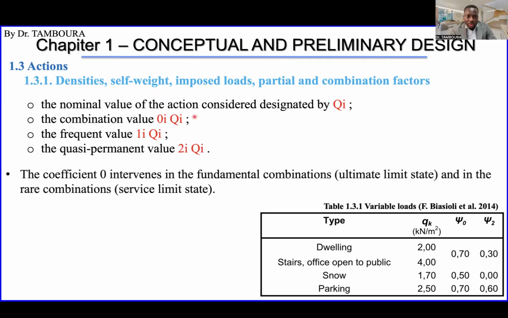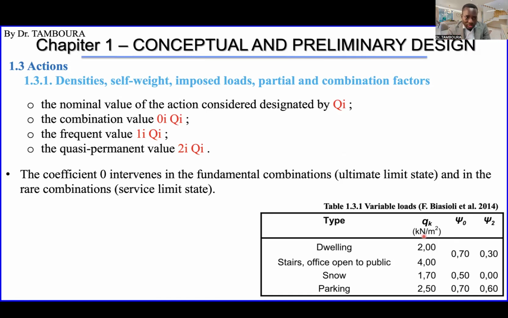Let's keep them here. So the coefficient psi 0, which is this one, we use in the fundamental combination. For example, for ultimate limit state, you have to use this one. It simply means that if you want to design according to ultimate limit state, you have to multiply this value by this coefficient, and that gives the value of the action, and then multiply again by the partial factor, which is 1.5 for variable actions.